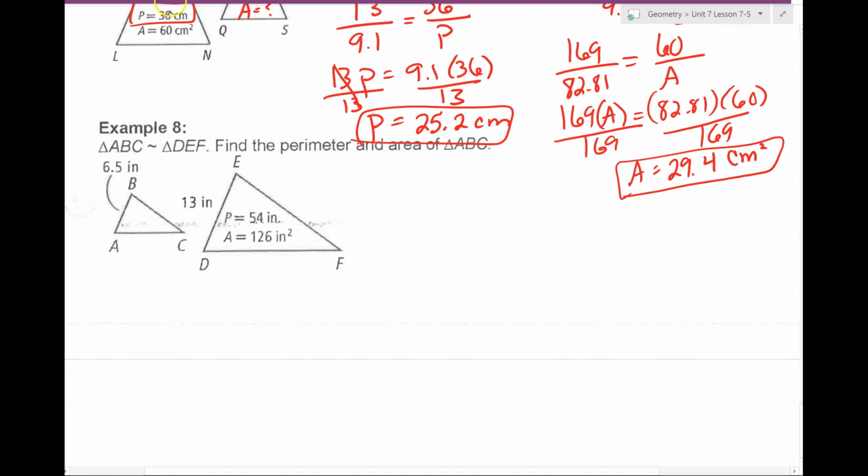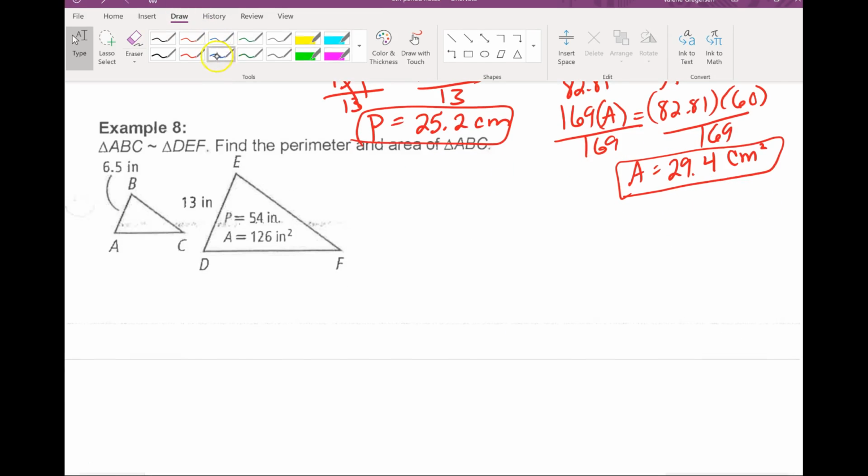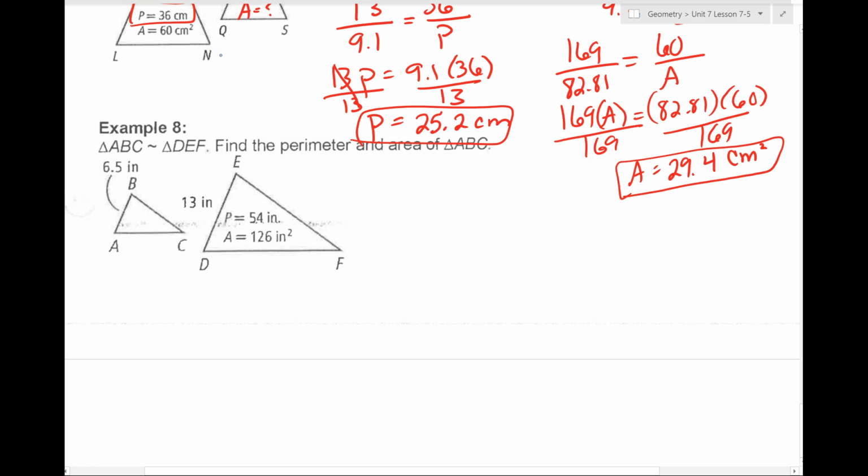Exact same process. I'm going to change ink color here just because it'll be easy to tell the two different problems apart. I look at this and I say, are they similar? And they said they're similar to us. This says find the perimeter and area of triangle ABC. So I'm looking for the area of triangle ABC. Well, my friends, we have to set up ratios again.